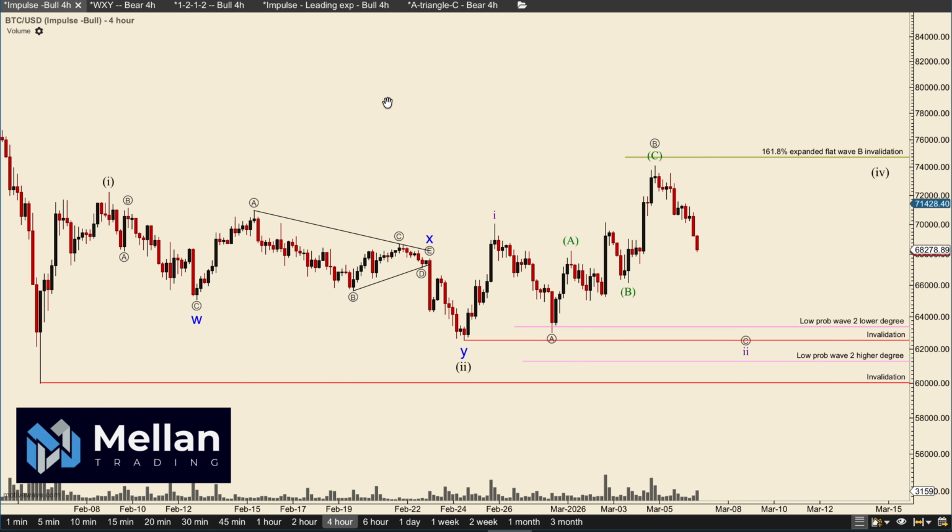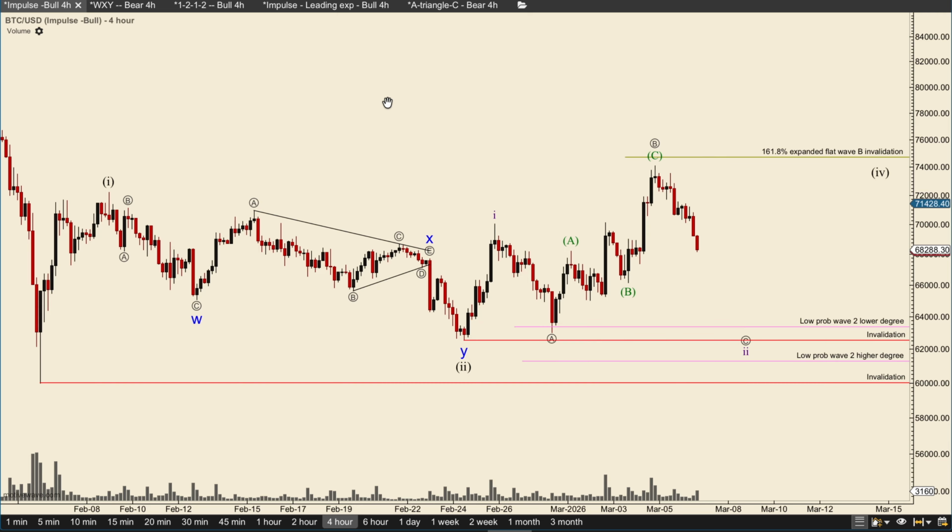Hello, Bitcoin is still in a consolidation and I am currently tracking 5 different scenarios, but mainly 2 scenarios.